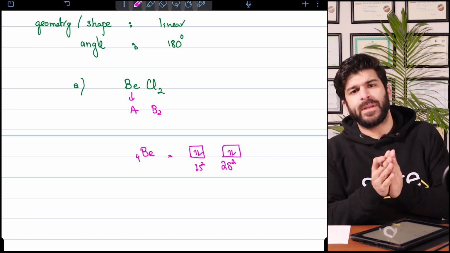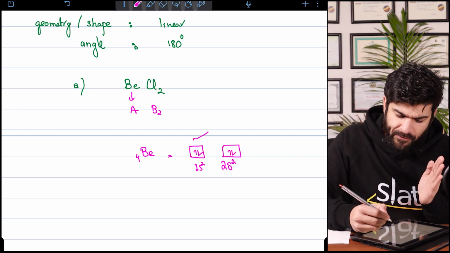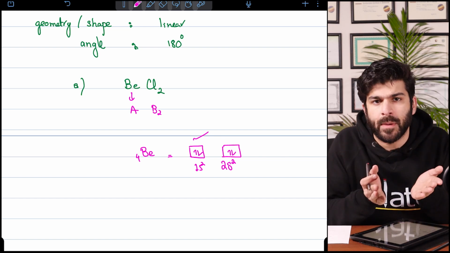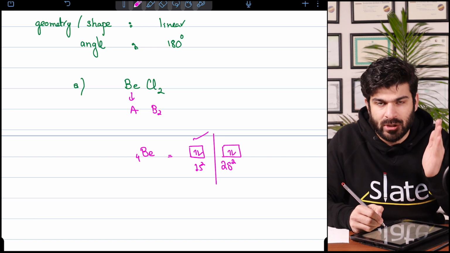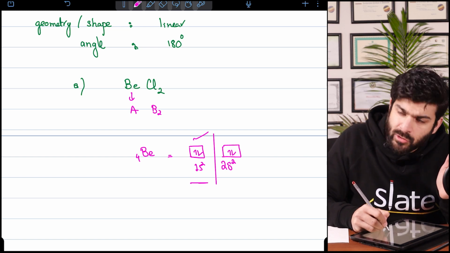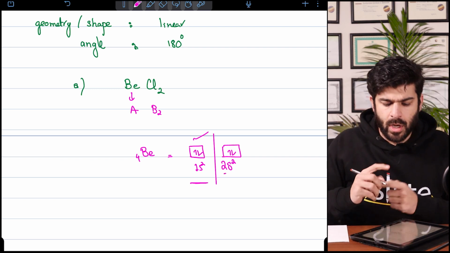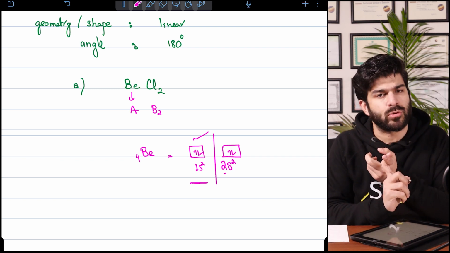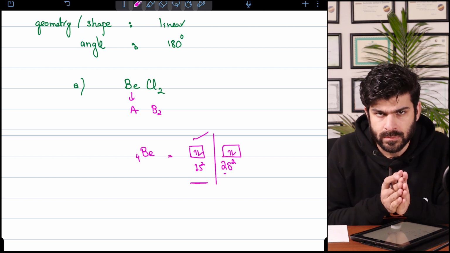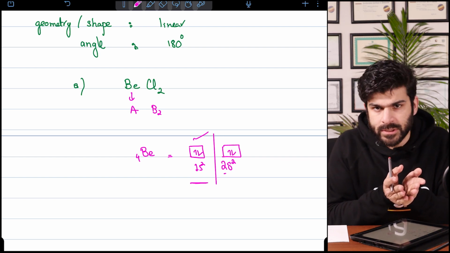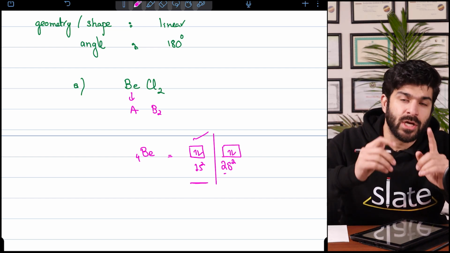Now, at this point, we can see that beryllium will not make any bond. Fully filled inner shells, we will never talk about the inner ones because it's the valence shell electron pair repulsion theory. So this is out of bounds. We will only talk about the valence shell, which is 2. So the 2s has 2 electrons. It is a fully filled s orbital. So will it bond? It doesn't need bonding. It's very much stable. But when we give it energy, remember one thing.